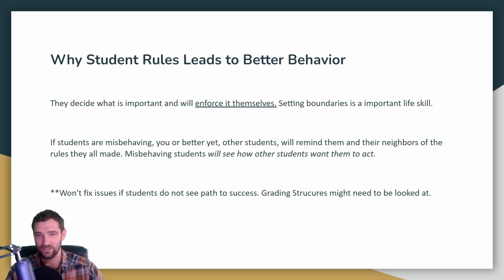So you might need to look at your grading structures, maybe consider looking at grading for equity. It's a really good book, and you might look at taking retakes or restructuring your tests or not making classwork count towards the grade. There's a number of strategies that you could use to help students who just don't feel like they can be successful in the class. But student rules made by other peers are not going to fix those issues. Those are going to need additional supports.